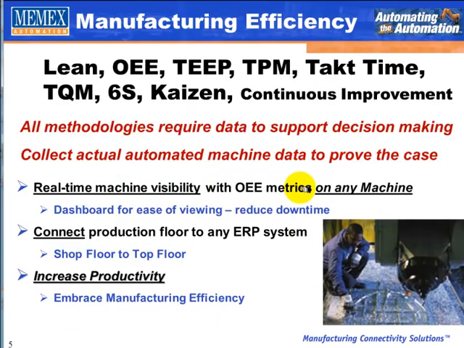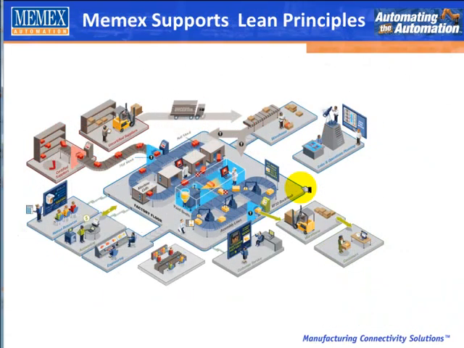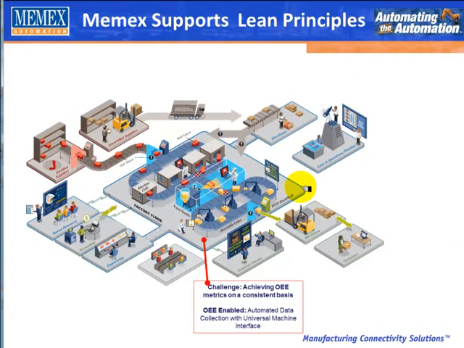If you can measure what's happening on the shop floor, then you can manage it effectively, applying your Lean Six Sigma continuous improvement techniques. It's all about the real-time machine visibility, measuring it, benchmarking it, understanding what's happening, increasing your productivity on the shop floor. We support lean manufacturing principles on the shop floor.